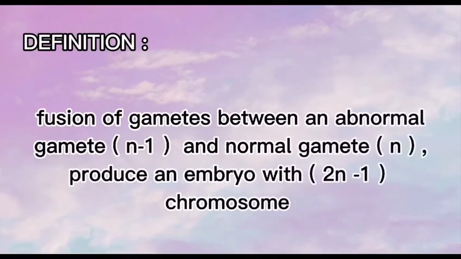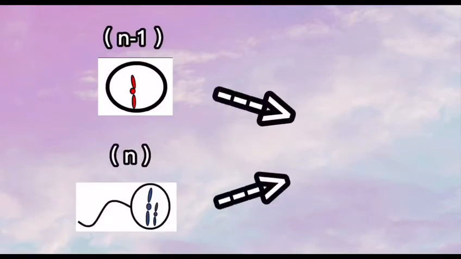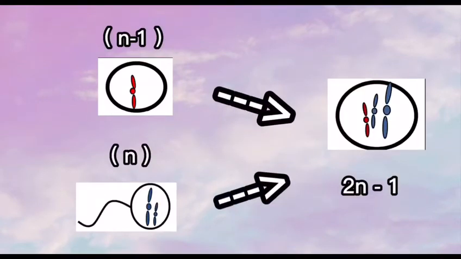Monosomy. Definition of monosomy: fusion of gametes between an abnormal gamete N-1 and a normal gamete N produces an embryo with 2N-1 chromosomes. Let's see this figure. N-1 abnormal gamete and normal gamete N give a 2N-1 zygote.